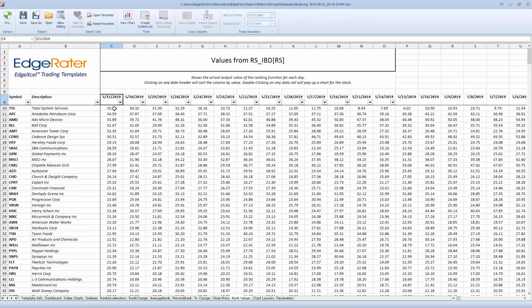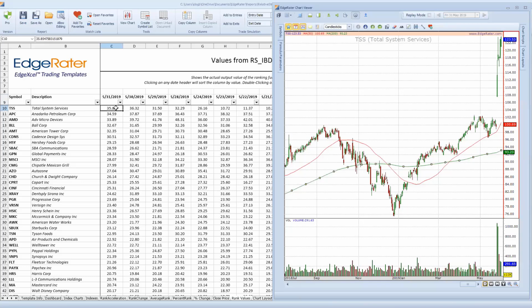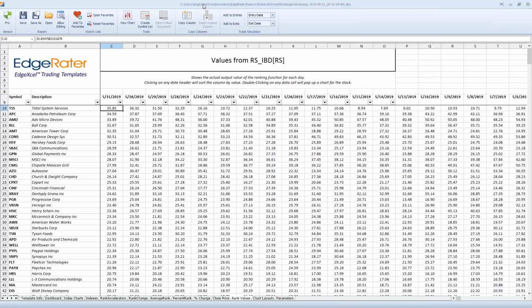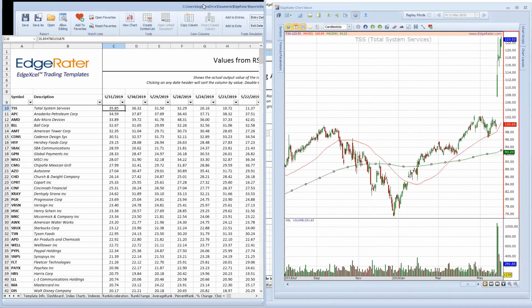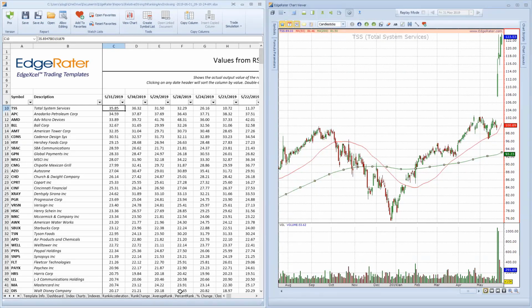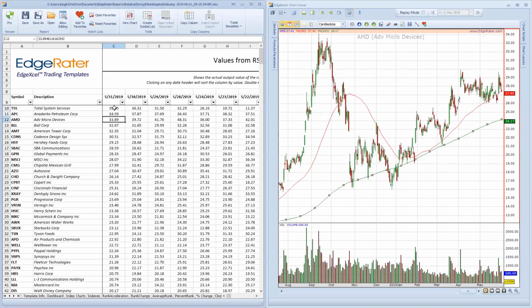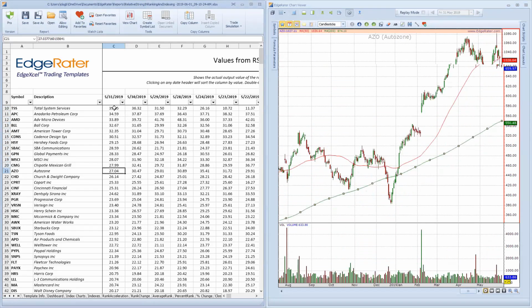In the way that you do with other worksheets and reports in EdgeRater, you can double click and bring up a chart. And let's put this side by side just to show you. Now with all of the worksheets that I'm showing you in this workbook, you can do what I'm doing here, and that is selecting a cell. You can scroll down and I can see my list as I go through.